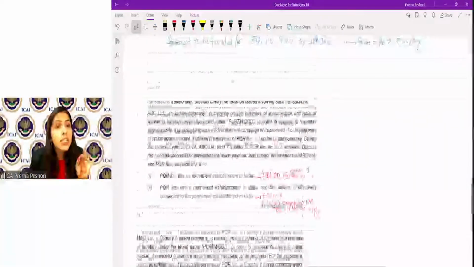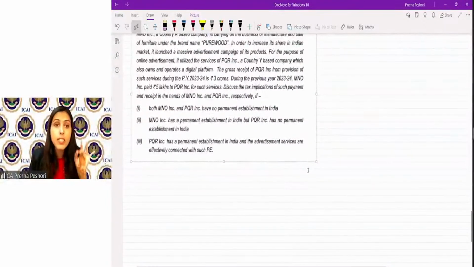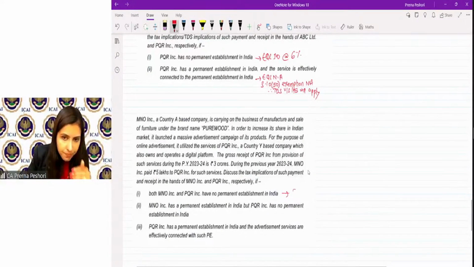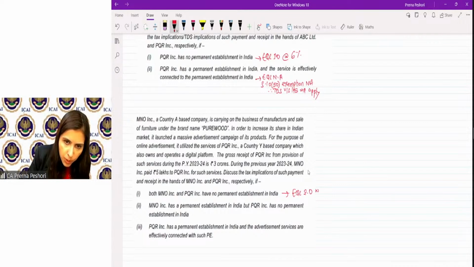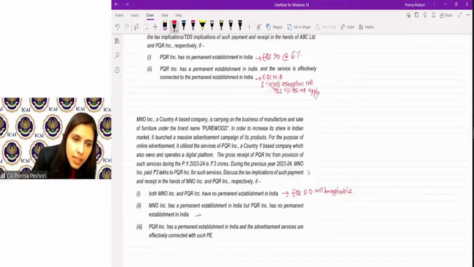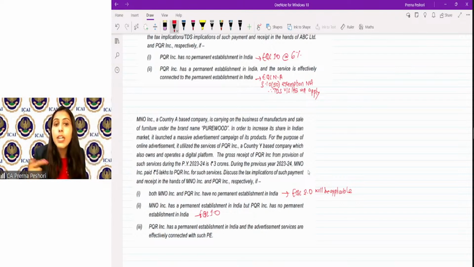In this case, the service provider does not have a PE. Service recipient also does not have a PE. If a service recipient is a non-resident, it should have a PE. So in that case, equalization levy 2 will be applicable. Now, if the service provider does not have a PE, but the service recipient has a PE, then in that case, we will go to equalization levy 1. And where equalization levy 1 is applicable, equalization levy 2 will not apply.